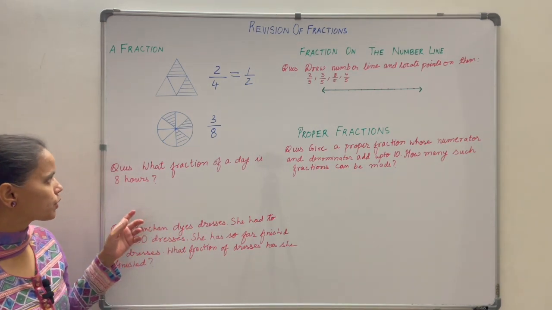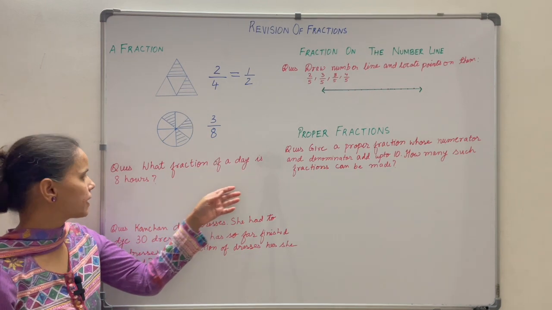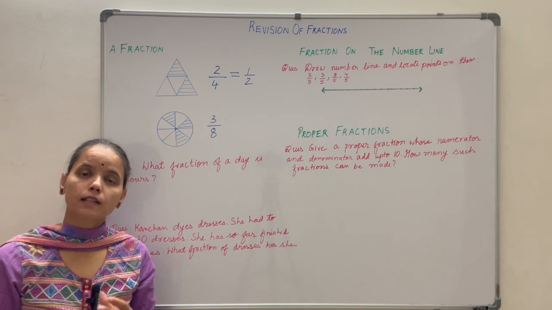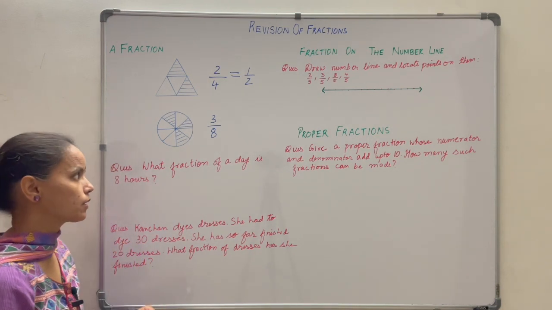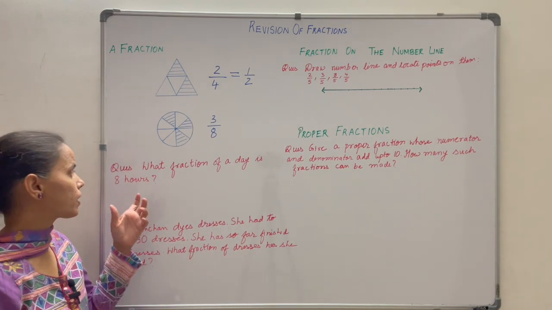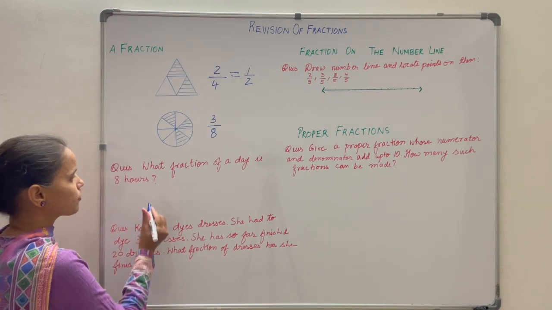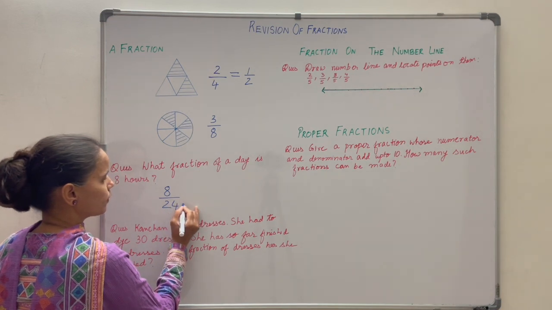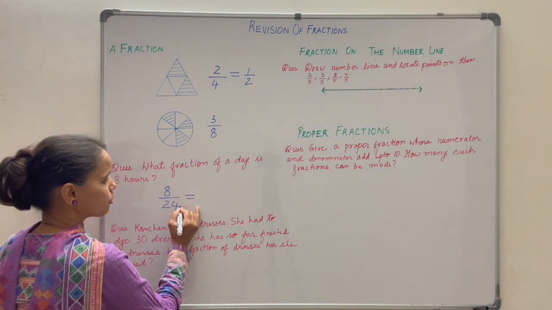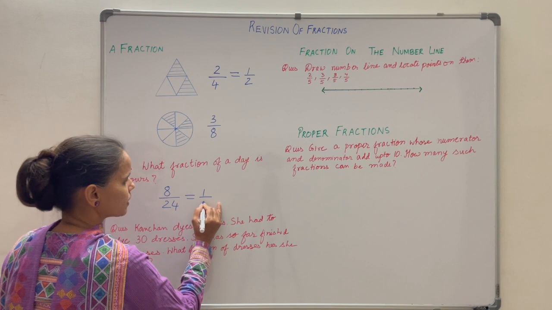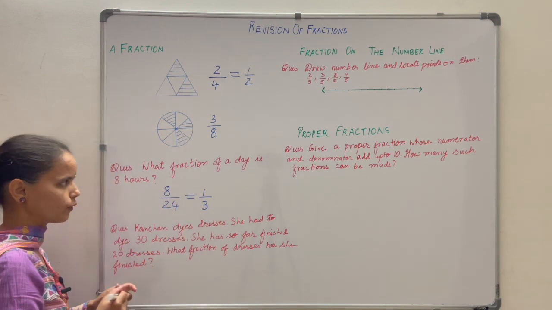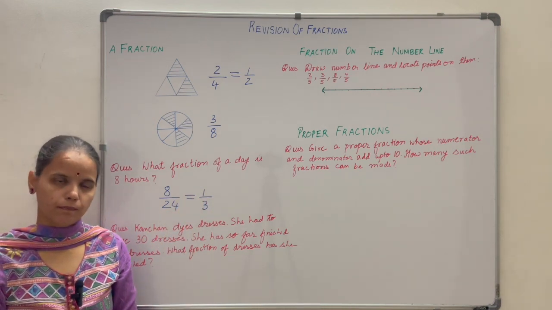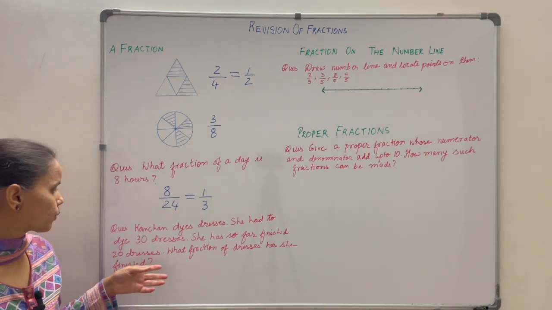Now let us take this question. What fraction of a day is 8 hours? So how many hours are there in one day? 24 hours. And what part of the 24 hours is 8 hours? So what you have to do? You have to divide 8 by 24. So you can divide both numerator and denominator by 8. So 8 ones are 8, 8 threes are 24. So what fraction of a day is 8 hours? 1 by 3.